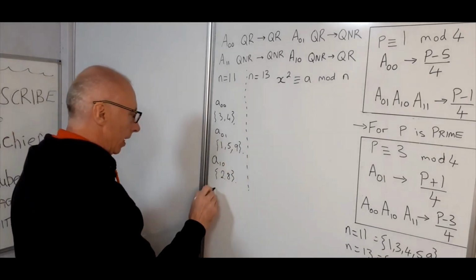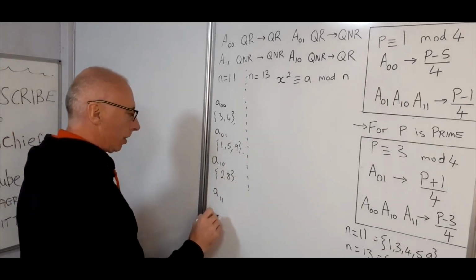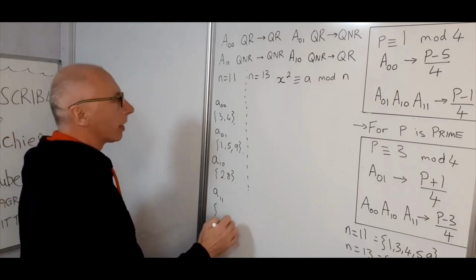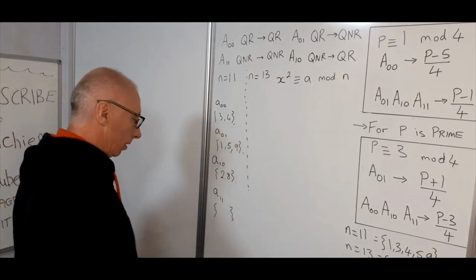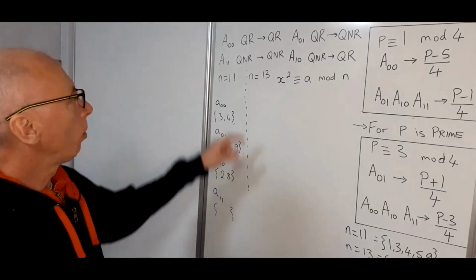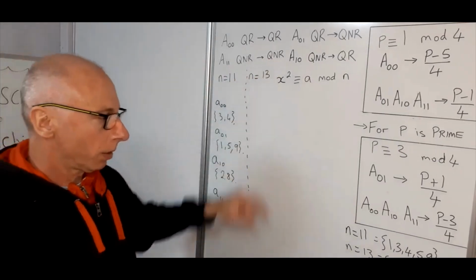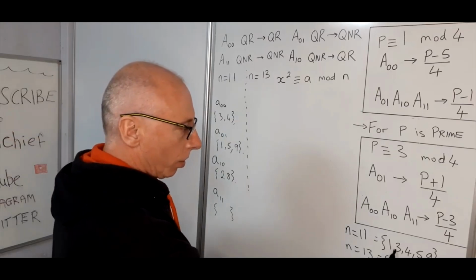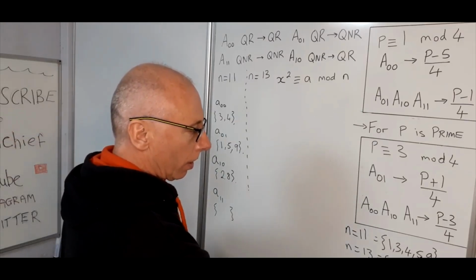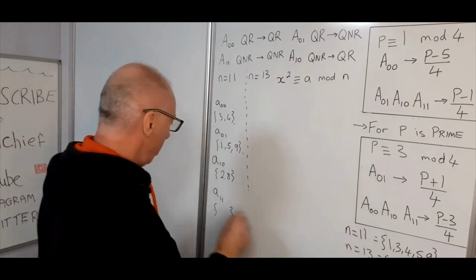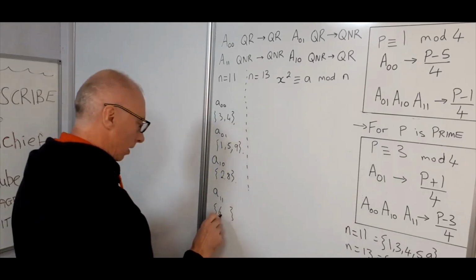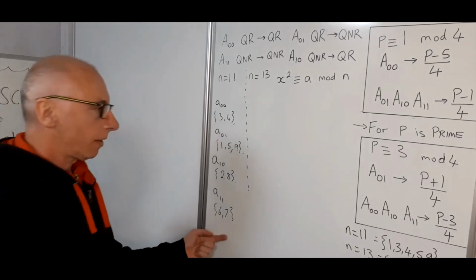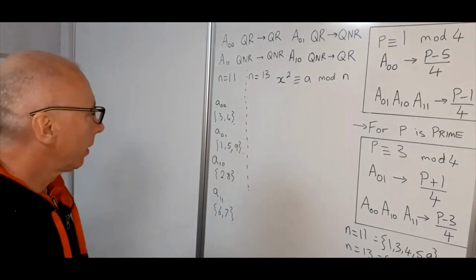Okay, and now A11, the last set to find. 11 should give us 2 elements of this set. A11 is non-residue to non-residue. So 1, 2, 3, that's not going to work. So 6 and then 7, so 6 is good. And then 7, then 8, so 7. That follows the pattern here.